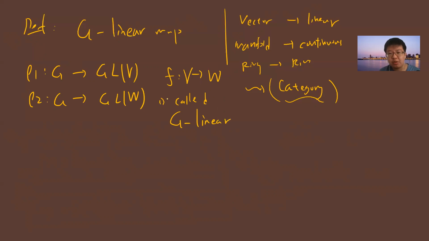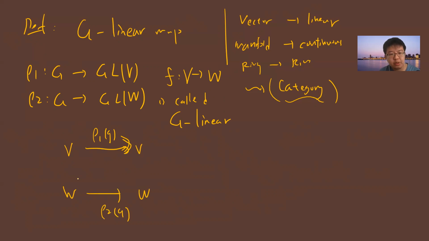This means that the following diagram commutes. So let's say you have V and V. Given any G, you have this ρ1(G). Remember, ρ1(G) is a general linear group element, so this is a matrix, and a W, and the ρ2(G).